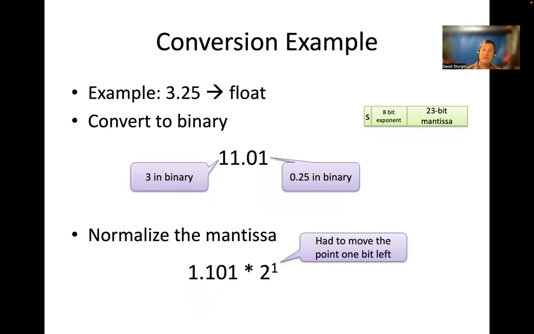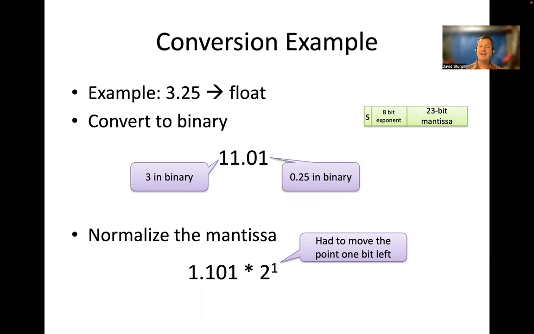We ought to be able to do this conversion ourselves. I thought we'd give it a try. So I started with a decimal floating point number, 3.25. Let's see how that would convert to single precision IEEE floating point format.